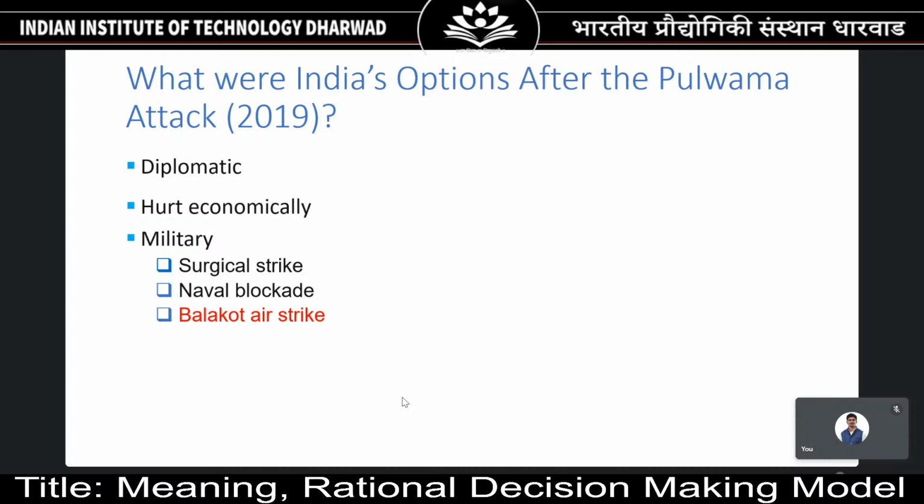But the last one is military action. Military action may be either a surgical strike like 2016, or a naval blockade, because Karachi port is very crucial for Pakistan. The majority of their economic activities happen through Karachi port. Because the majority of the Indian Ocean belongs to India, India can block Pakistani economic activity. And third one is the Balakot air strike. Finally, the Indian government approved this, and the Indian Air Force performed it.